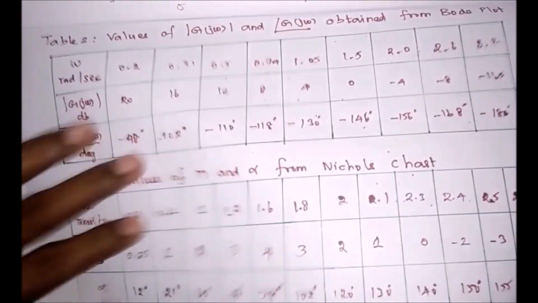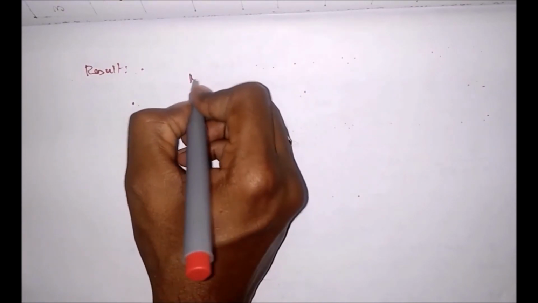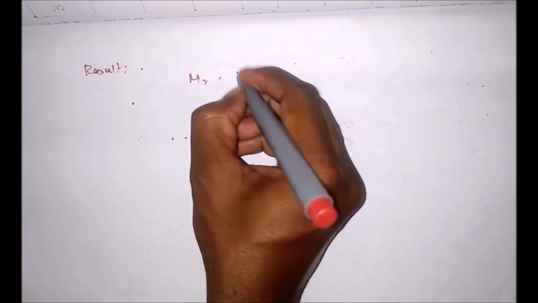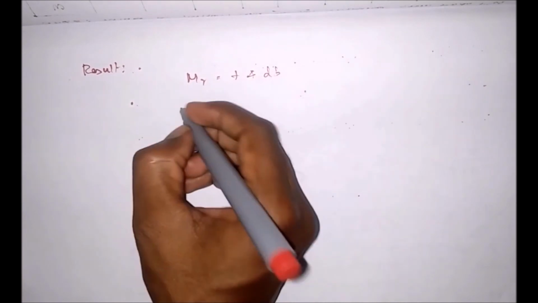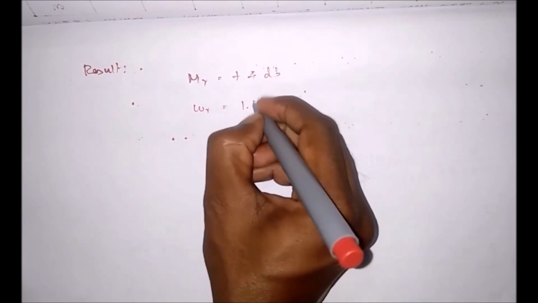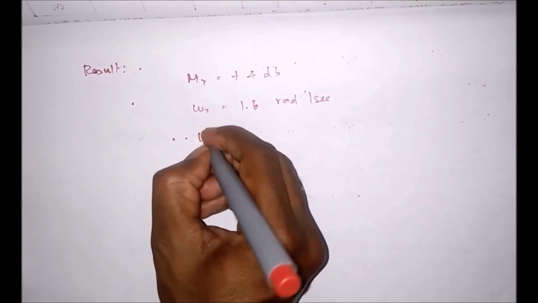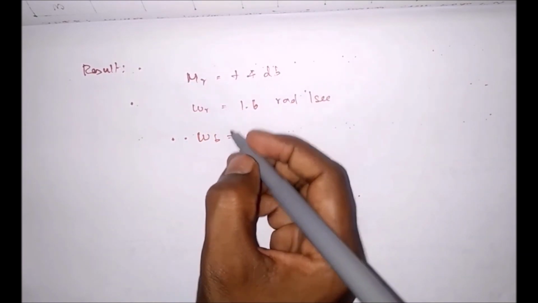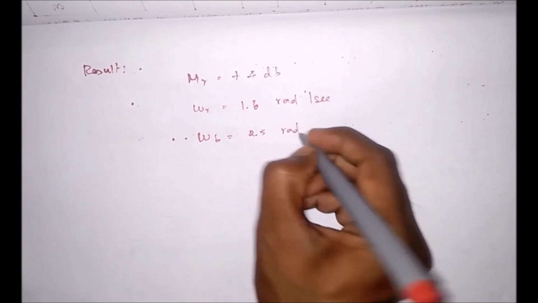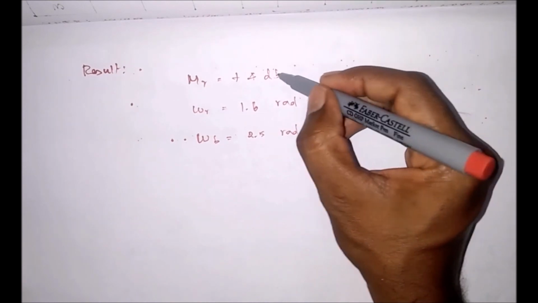So from the graph, resonant peak Mr equal to plus 4 decibel. Next, resonant frequency omega r equal to 1.6 radian per second. Bandwidth omega b equal to 2.5 radian per second. Actually, we have found the resonant peak, resonant frequency and bandwidth from the graph.